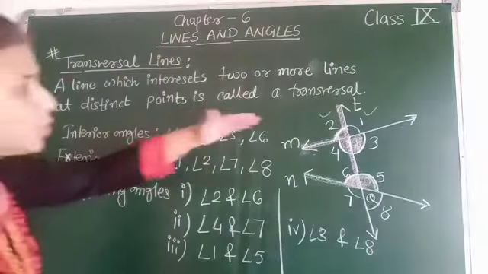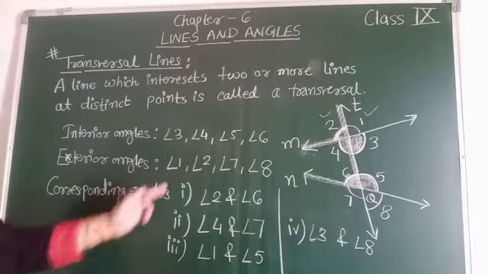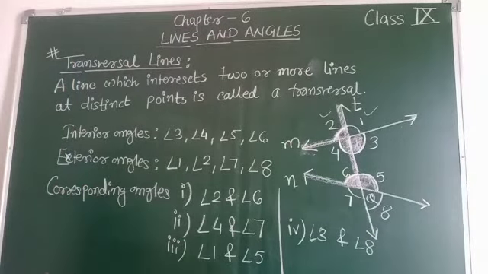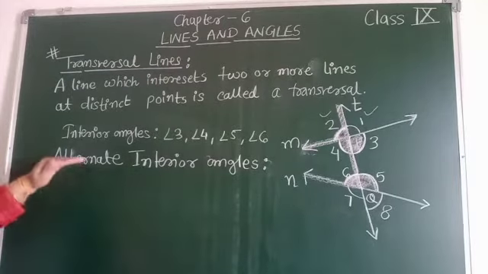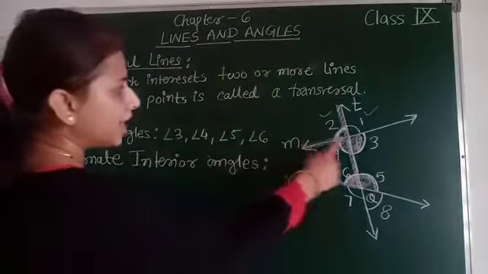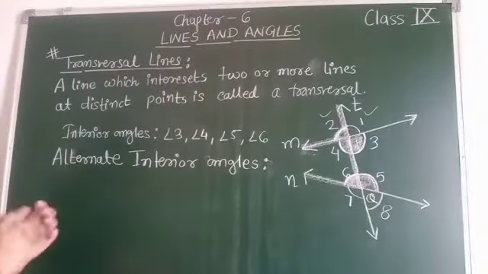So when two lines are intersected by a transversal line, four pairs of corresponding angles are formed. Now we will see what are alternate interior angles. As you can see here, students, there are four interior angles here, angle 3, angle 4, angle 5 and angle 6. There are four interior angles.